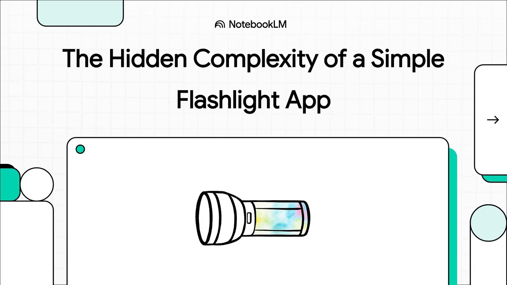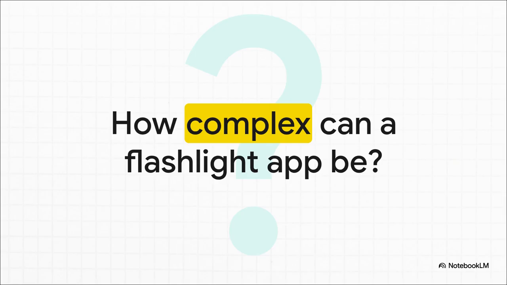Welcome to the Explainer. Today, we're going to shine a light on something you probably have on your phone right now and never, ever think about: the simple flashlight app. We're going to peel back the layers on this thing and find out what's really hiding behind that basic on-off button. So let's just ask the question right up front. How complicated can a flashlight app really be? I mean, it just turns a light on and off, right?